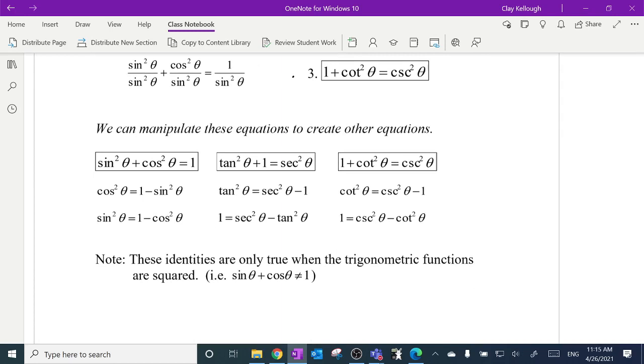And notice that these identities are only true when the trigonometric functions are squared. Right? Notice it's sine squared plus cos squared equals 1. Because again, it came from Pythagoras. There's no Pythagoras' theorem that just says non-squared sides added up equal another side. So notice this is not a true statement. Sine plus cos does not equal 1. Those are our first three trigonometric identities. And they're going to come in really handy. You'll notice they're on your formula sheet. You don't have to memorize them.